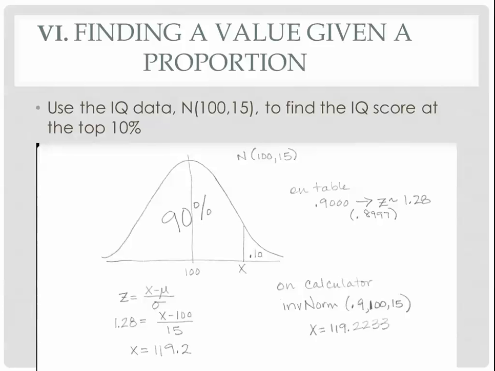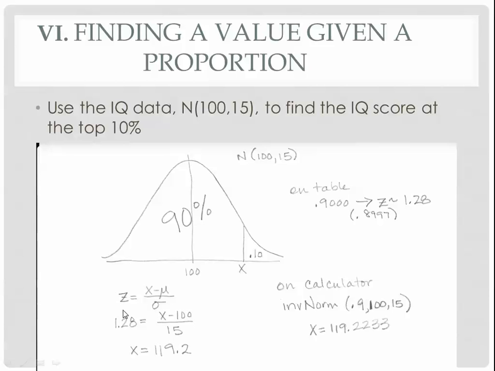Now I want to look at the IQ data, the normal distribution, mean of 100, standard deviation of 15, to find the IQ score at the top 10%. So at what point do we have only 10% of the population scoring higher than that? Well, again, I draw my curve, I put my mean on, I mark what my curve is, so it gives me my mean and standard deviation. It's key information you're going to need at some point, so just always write it in there and label well. And I'm looking for this x.